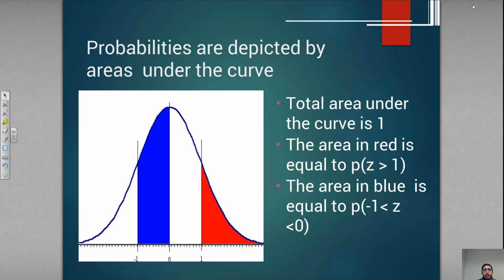Now probabilities are depicted by areas under the curve in this case. The total area under the curve is 1 or 100%, and the area in red is equal to the probability that Z is greater than or equal to 1. This is a standard normal curve, and the area in blue is equal to the probability between -1 and 0. That's just an illustration of what I was saying earlier, a simple illustration with colors.